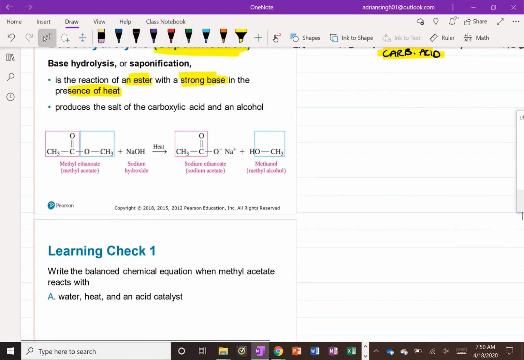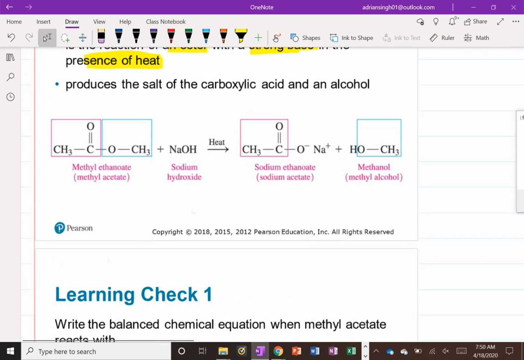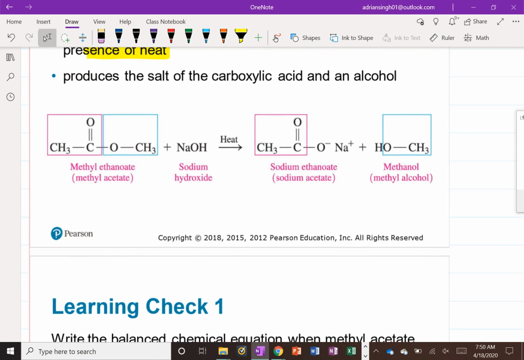So let's take a look here at an example. We have the same ester that we used previously, methyl ethanoate. We're going to identify the ester bond just like we did before. There it is, and we're going to split it right down the middle.